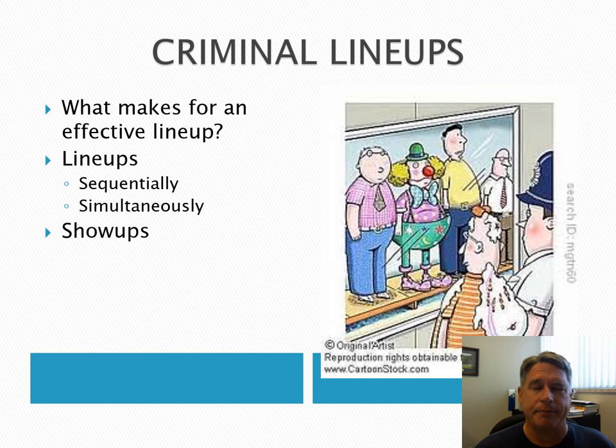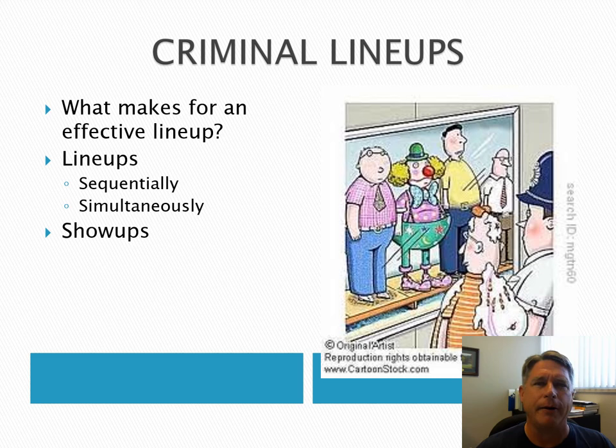So they'll show them one at a time. Is this person the one who did it? And the person says, no. They look at it. No, that's not it. So he puts that to the side. They show a second picture. Is this the person that committed the crime against you? And they may look at it and go, I don't know. Maybe. So you put that in the maybe pile.